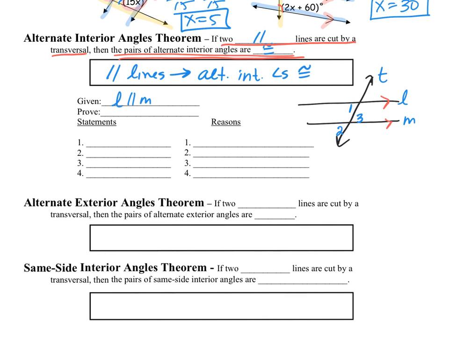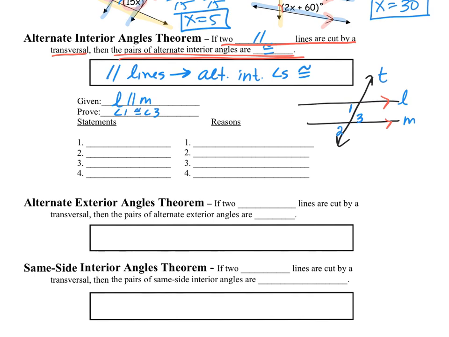So in our diagram, we've numbered this angle 1 and this angle 2. Notice they're on alternating sides of the transversal and in the interior of the 2 lines being transversed. So they're alternate interior angles. So we are going to prove that angle 1 is congruent to angle 3.